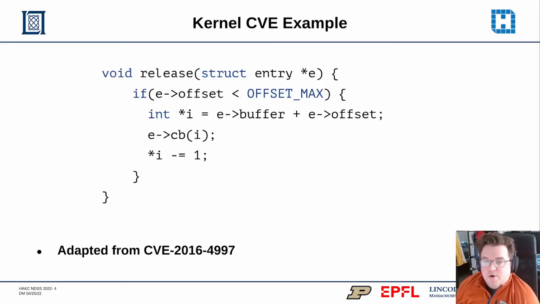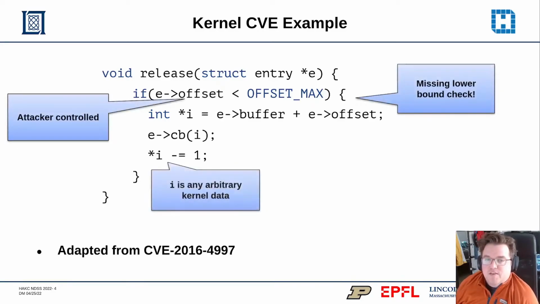The bug is caused by a lack of a lower bound check in the first line. The offset member can be user-controlled, and the lack of a lower bound check means that the pointer can point to arbitrary kernel data by making offset be a large negative number. An attacker can be made root by repeatedly calling this function and making I point to their user ID.